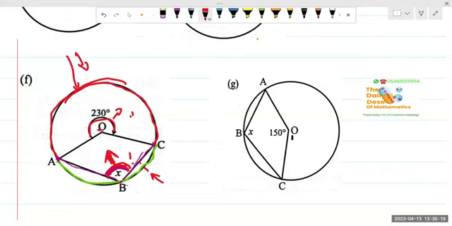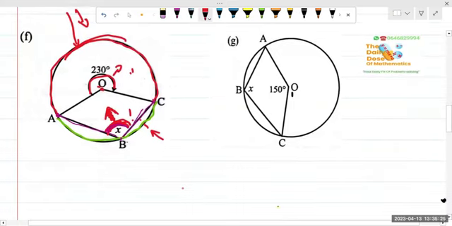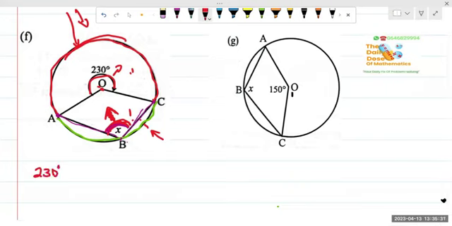The other one is at the center. The other one is at the what again? At the circumference. So if we have one at the center and one at the circumference, what are we going to say? We're going to start with the one at the center. We have 230, which is at the center again. I start with the angle at the center. The angle at the center is going to equal 2 times my angle at the circumference.